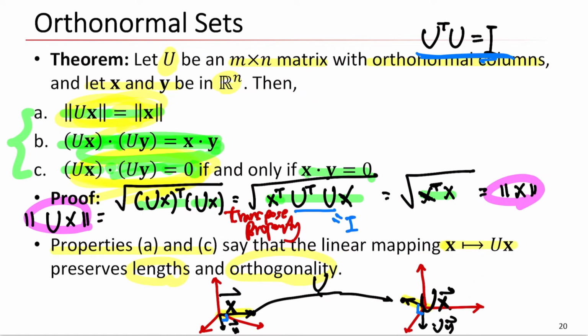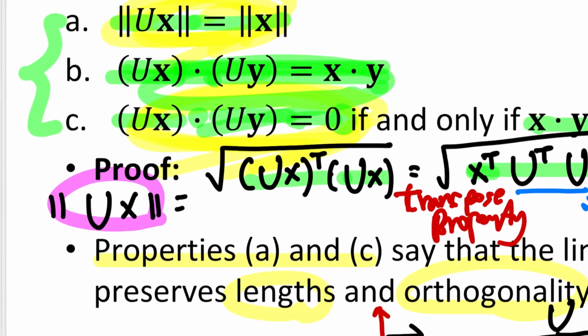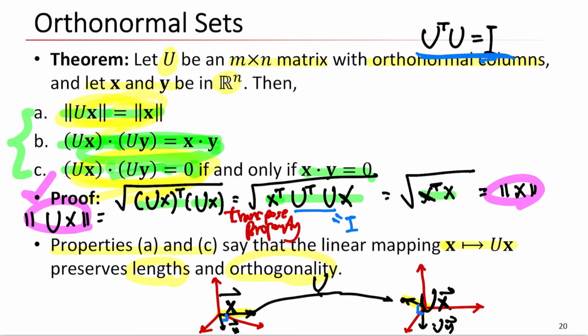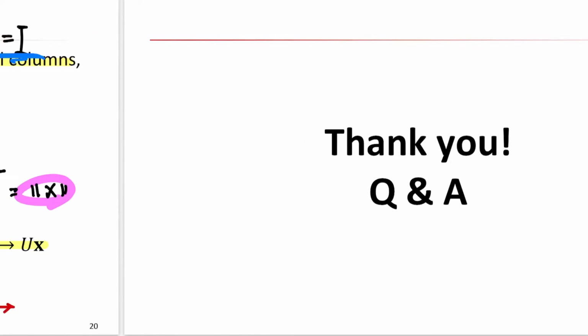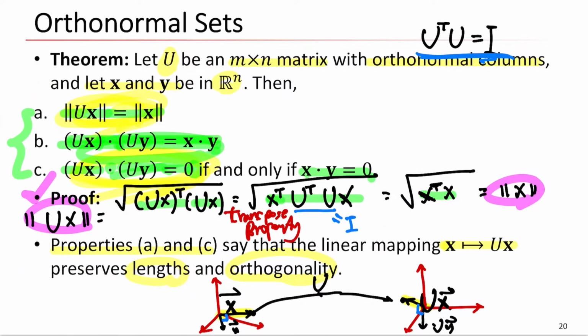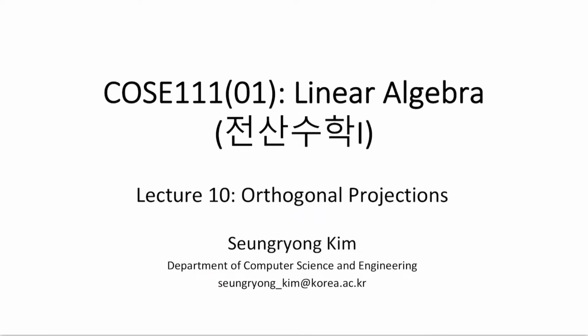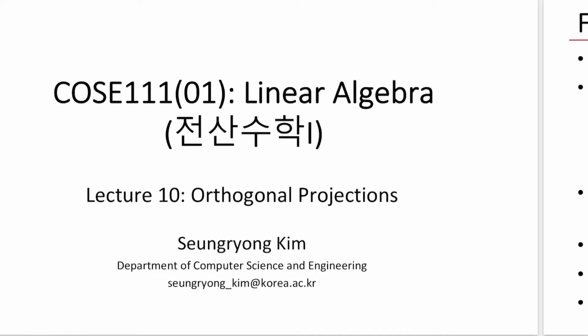There was one more theorem related to orthonormal columns. You can easily prove this one, so please try to derive it yourself. Anyway, properties A and C say that the linear mapping from x to Ux preserves the length and the orthogonality. Okay. So this is the end of lecture 9.2. Today we will start the orthogonal projection on the subspace W, the general case. Okay, let me start.